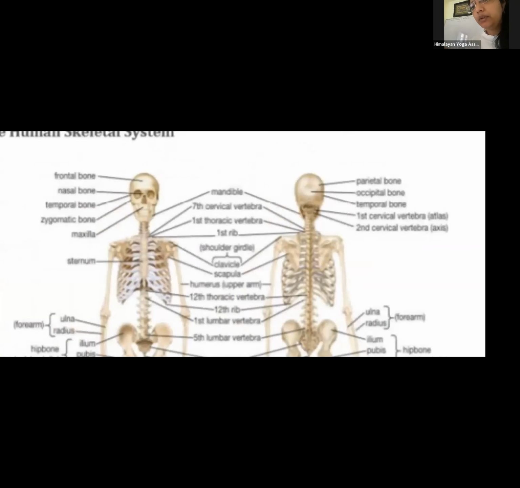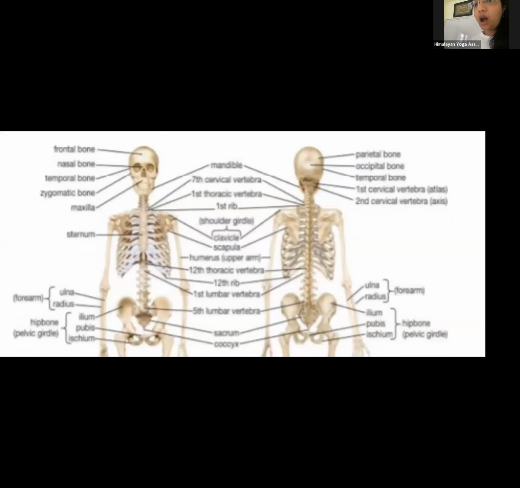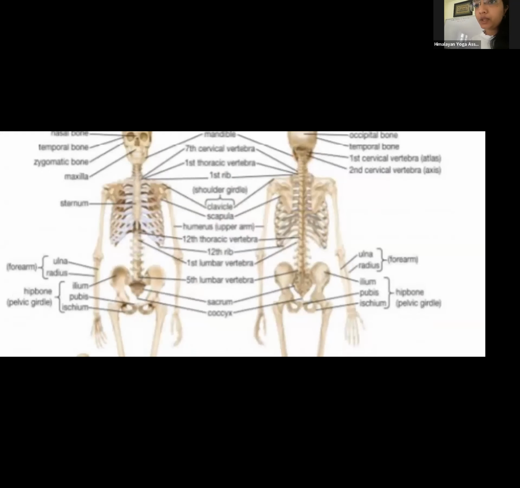We have mandible, seven cervical vertebrae, first thoracic vertebra. Like in the vertebral column, we studied about cervical, thoracic, lumbar. Then we have the first rib from the front, then the shoulder region, girdle, clavicle, and scapula. Then we have the arm, humerus.